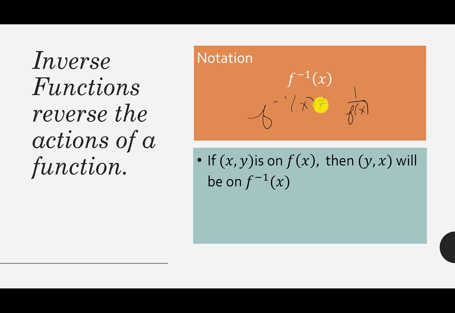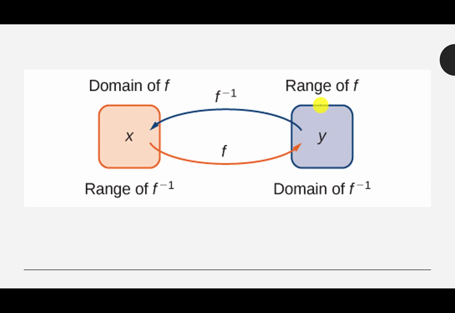Something really important is that if (x, y) is on the original function f of x, then (y, x) will be on the inverse function. So you see that reversing of the function from the very start. Here's really what we have going on. We're starting over on the left with a domain of f, and we have a function that maps x over into y. So we have a domain of f, we have a range of f.